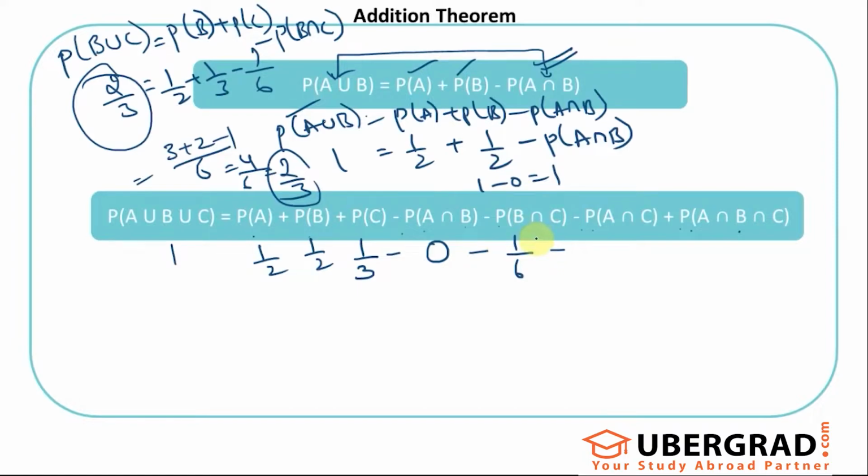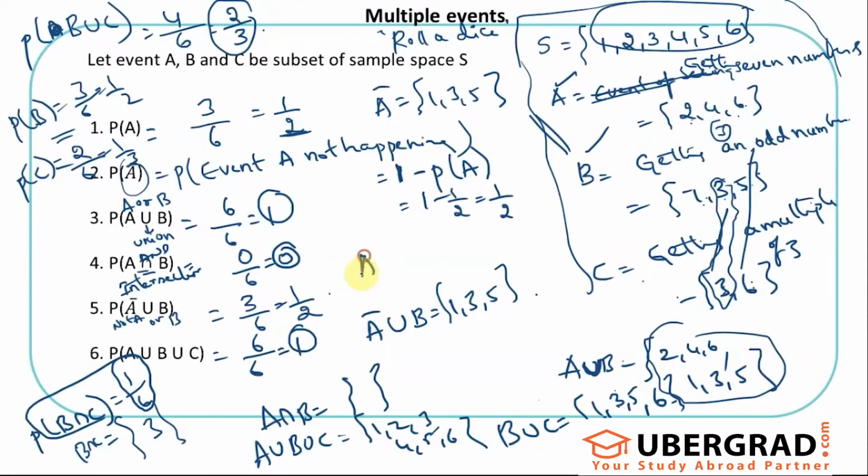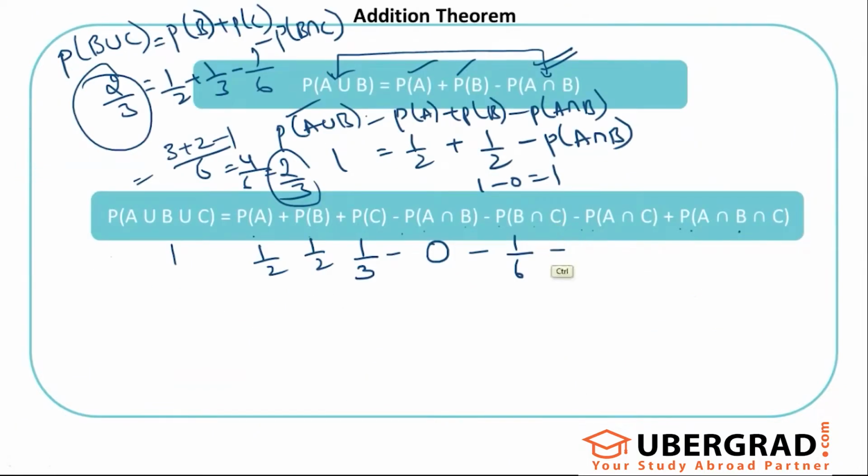P of A intersection C would be, as you know, A is 2, 4, 6 and C is 3, 6. Pick the common element, that is 6. Right? Again, P of A intersection C would be, there is one element out of total 6 possible outcomes, so 1 by 6 is the probability. So this is also simply 1 by 6 and this is 0.